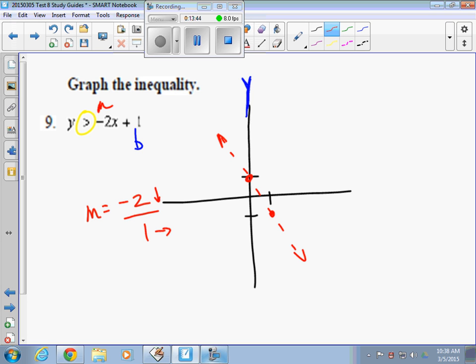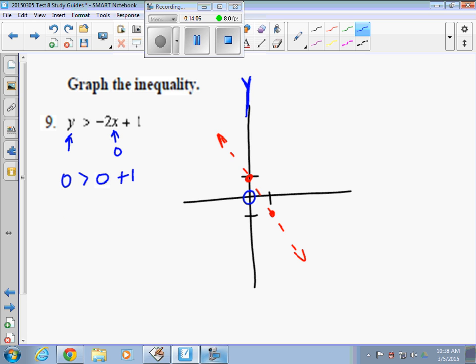If it said or equal to, it'd be a solid line like an equation. It doesn't pass through 0, 0. Since it doesn't pass through 0, 0, we can check that's truth value. When I plug in 0, 0 into the inequality, I get 0 in place of y is greater than -2 times 0, or anything times 0 is going to be 0. That's why we like to use it. Plus 1, we get something that says 0 is greater than 1.